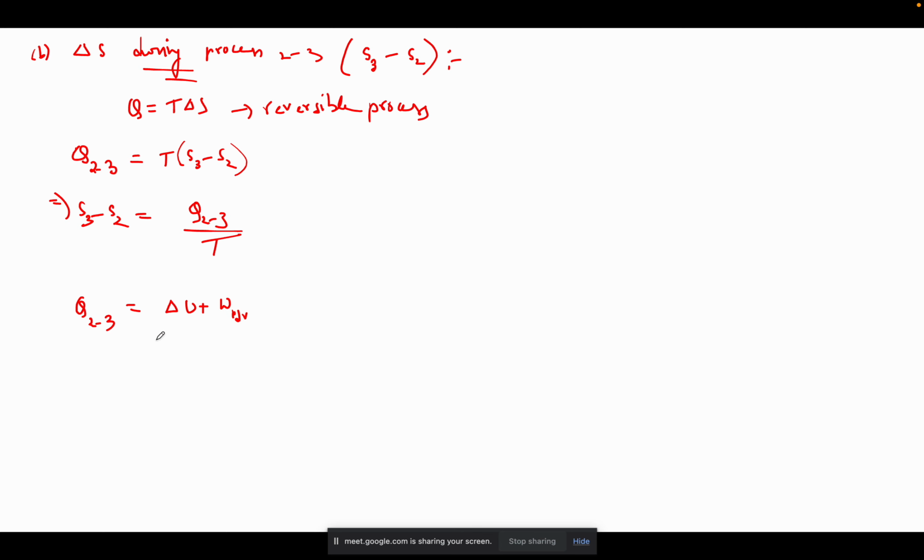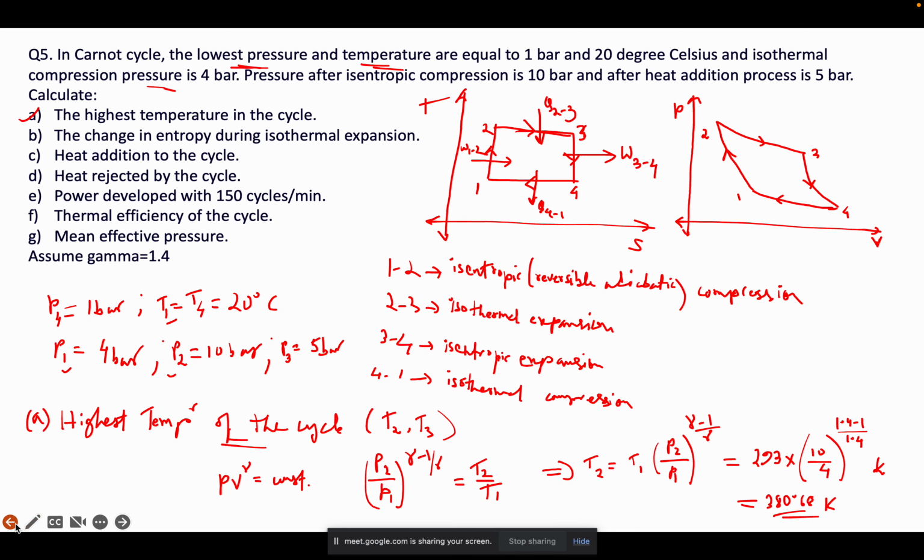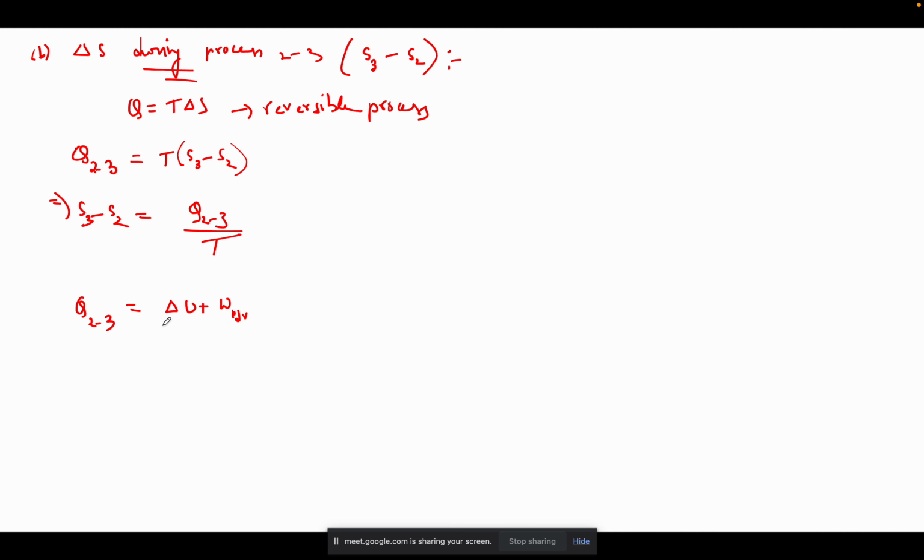Now since this is a gaseous Carnot cycle, because gamma is 1.4 and nothing is mentioned about real gas, for an ideal gas the internal energy is basically a function of temperature. So if this is an isothermal process 2 to 3, your change in internal energy is 0. So whatever Q2 to 3 is, it is nothing but the W equals PdV. Now how to calculate the PdV work? This will be the integral from V1 to V2 of PdV.